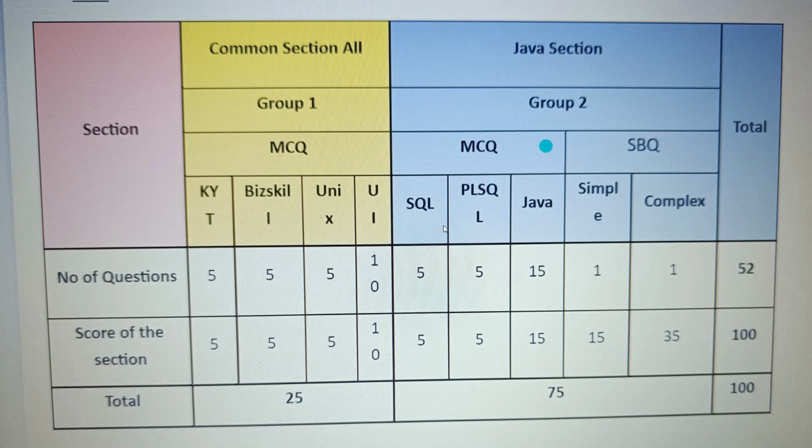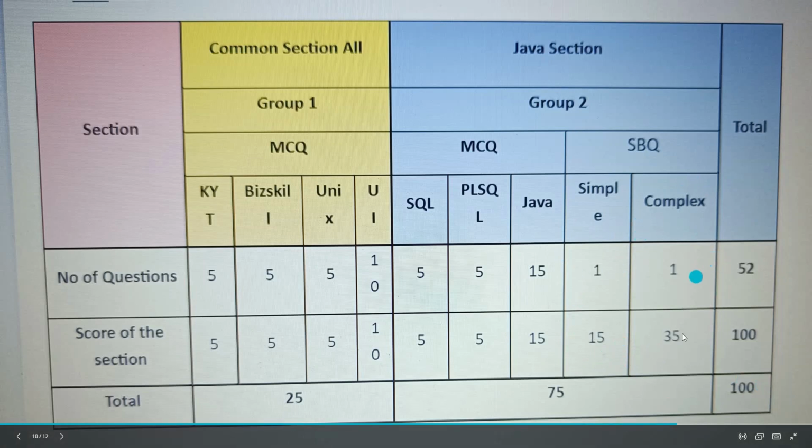So this is group 1, and it is common for both the Java and Python persons. Now group 2: here is SQL, PL/SQL with 5 questions. Java is basically only for Java, and 15 questions will come here, and also one simple coding question and one hard question. The simple question is 15 marks and the hard question is 35 marks.